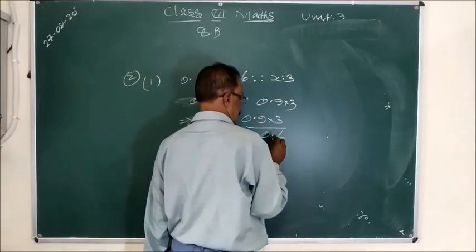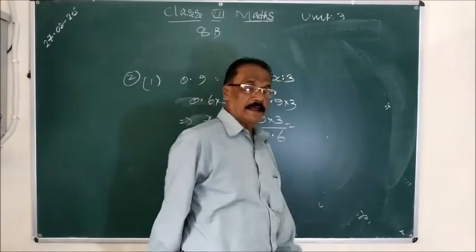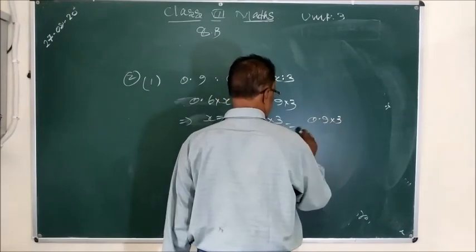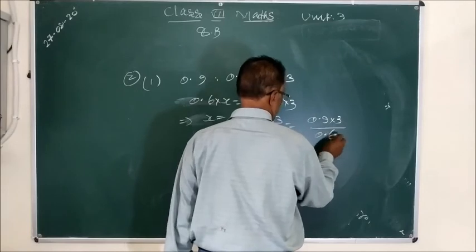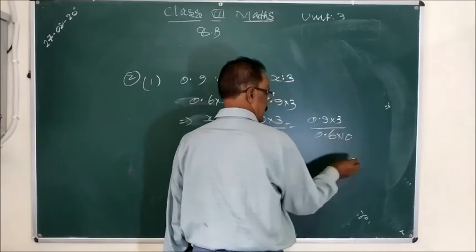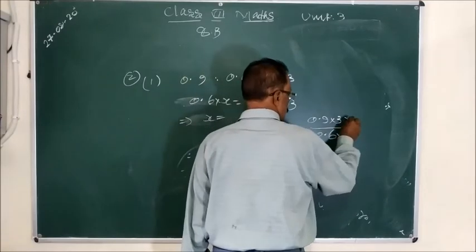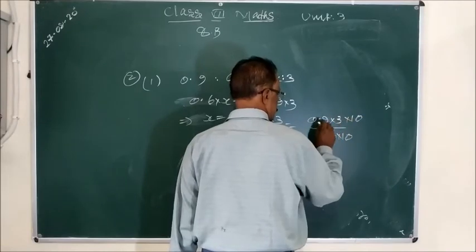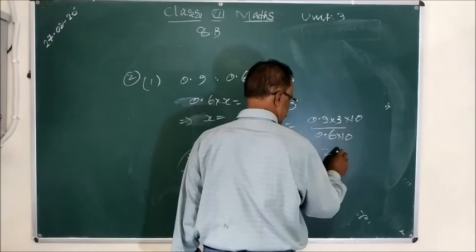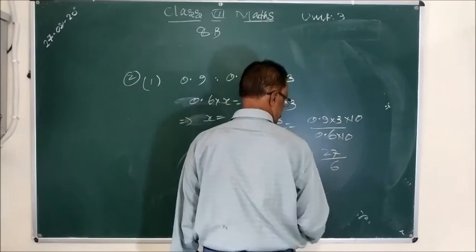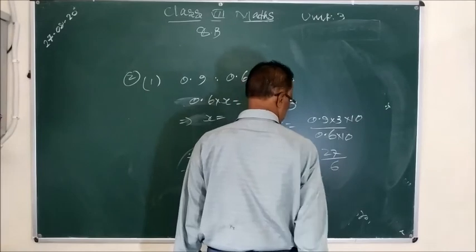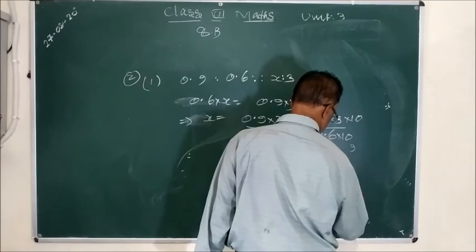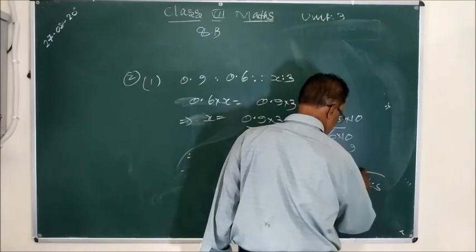To simplify this, I said you have to remove the decimal from the denominator. So you write the denominator as it is, 0.6. One decimal place, so you multiply by 10. The numerator has two decimal places, so you also multiply the numerator accordingly. So the point will be cancelled, 9 times 3 is 27, and the denominator will be 6. So 3 times 9 is 27, 27 upon 6, 9 upon 2, means 4.5. This is your answer.